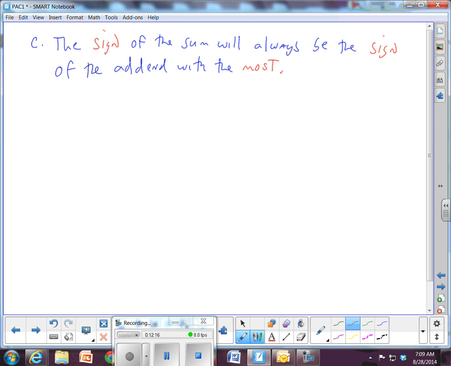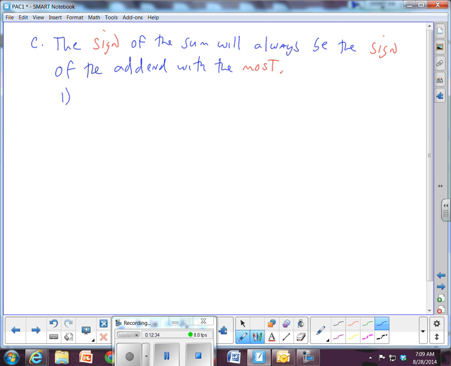Because here's the reality. The sign of the sum will always be the sign of the addend with the most. It's very, very simple. And so every time you do a problem with positive and negative numbers, you want to make sure you're thinking, hey, what's going to be the final sign of this answer?